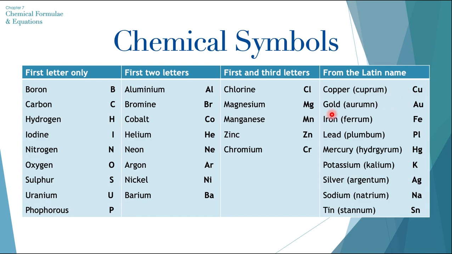Then we have gold, whose symbol is Au. It is absolutely different from its actual name gold, but because it comes from its Latin name, which is aurum. And the first letters of aurum are A and U, so that is why the symbol of gold is Au. Then we have iron, which has a symbol Fe.